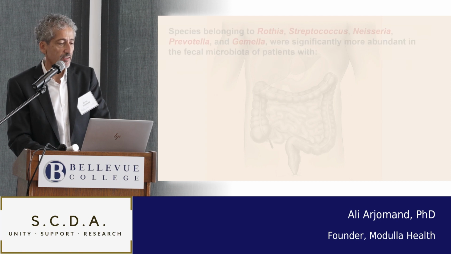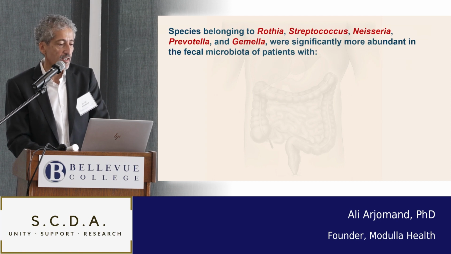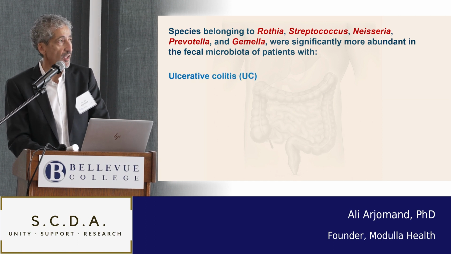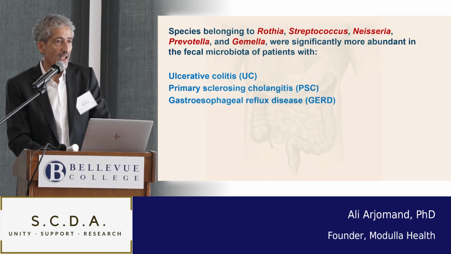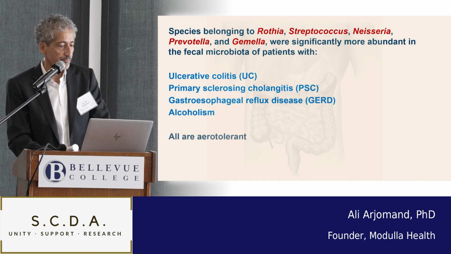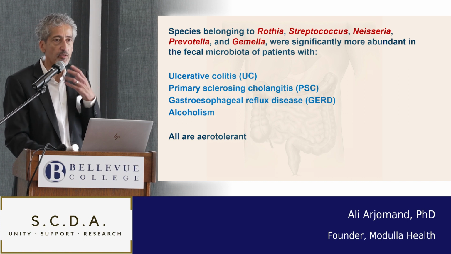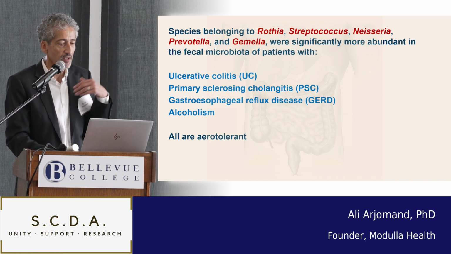So we actually have a lot of data on this. These species you see in red here are significantly more abundant in the fecal microbiota of patients with ulcerative colitis, PSC, acid reflux, and alcoholics. So what's going on? Why are these microbes ending up in the stool of these patients? These microbes are not supposed to be there. They like oxygen. They're aerotolerant. They're in the mouth, exposed to air, exposed to oxygen. What are they doing in the gut?